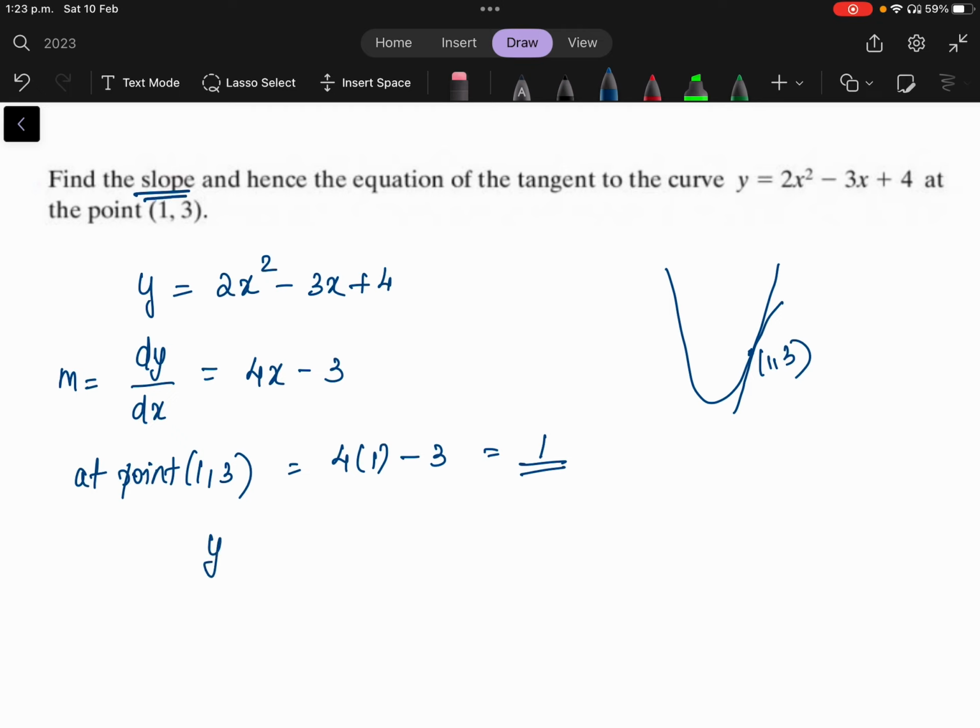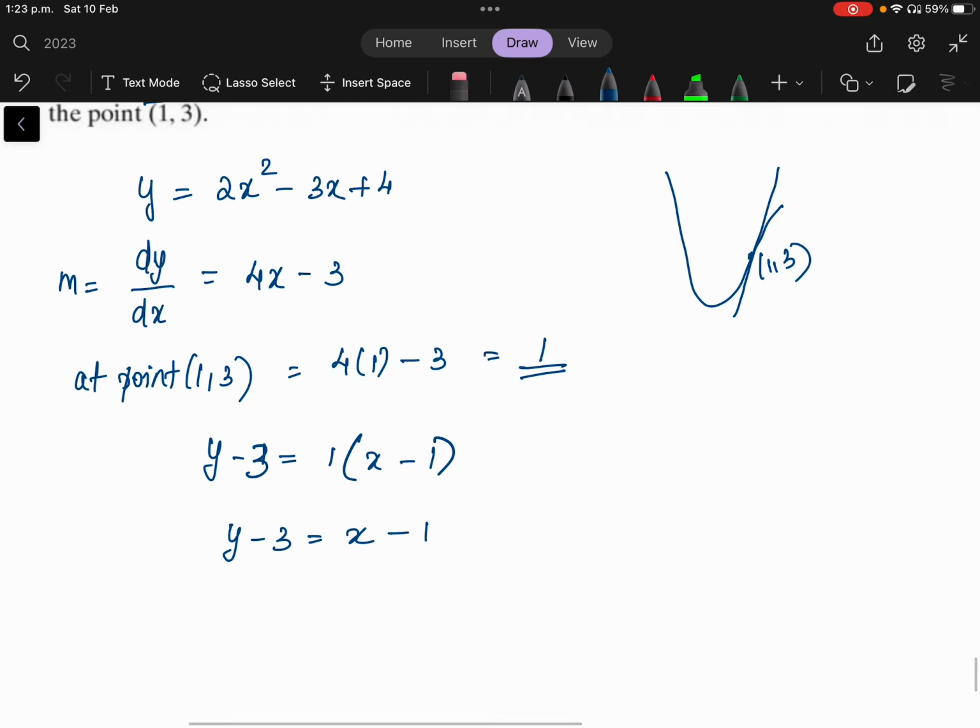Okay, and the equation is y − 3 is equal to 1 times (x − 1), and then you can find the value. So y − 3 is equal to x − 1, or you simplify this: x − y, you're bringing it to this side, so plus 2 is equal to 0. Okay, let me just get one more question here.